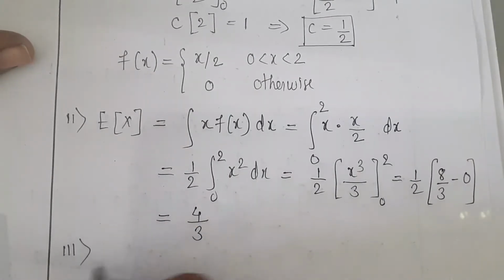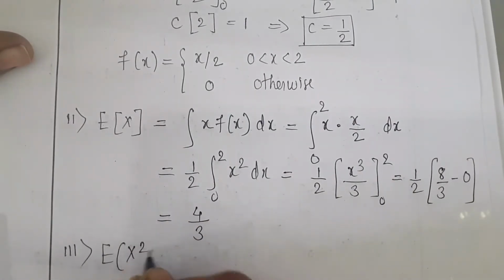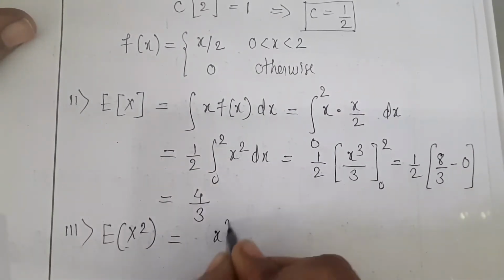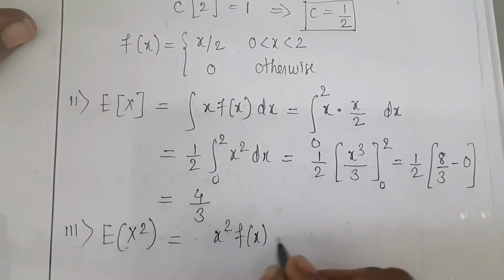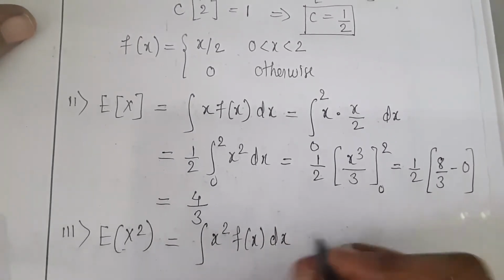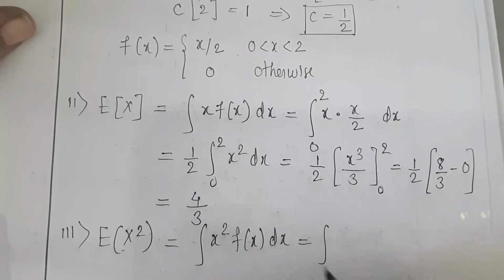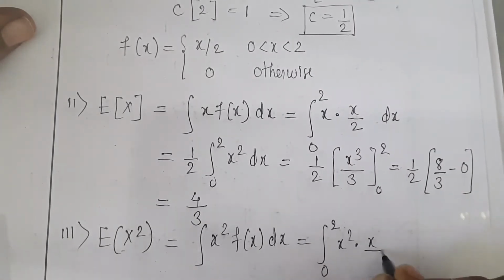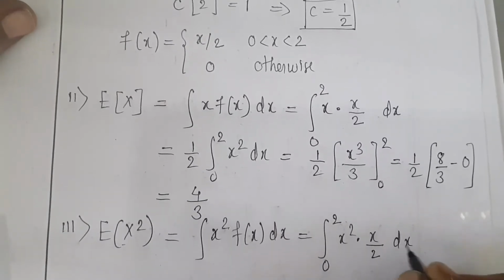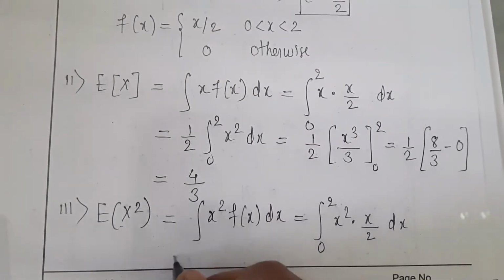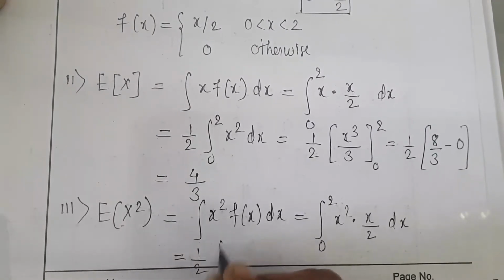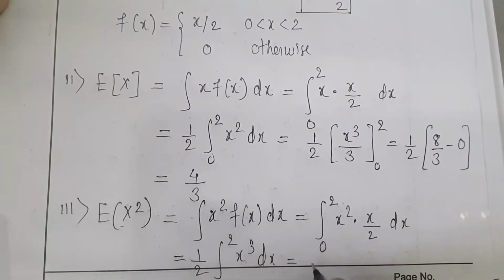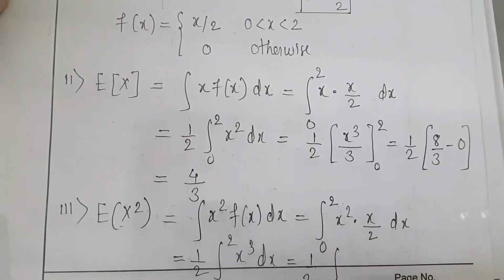Next, the third part is the expectation of x square. So the expectation of x square: in the bracket we have x square, so it is x square multiplied by f of x dx. This is again an integration. It is equal to the integration from 0 to 2 of x square multiplied by x by 2 dx. x square into x is x cube. So it is equal to 1 by 2 outside, integration from 0 to 2 of x cube dx, which is 1 by 2 outside, integration 0 to 2.